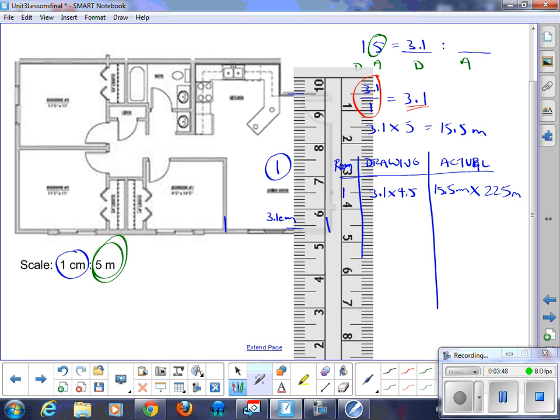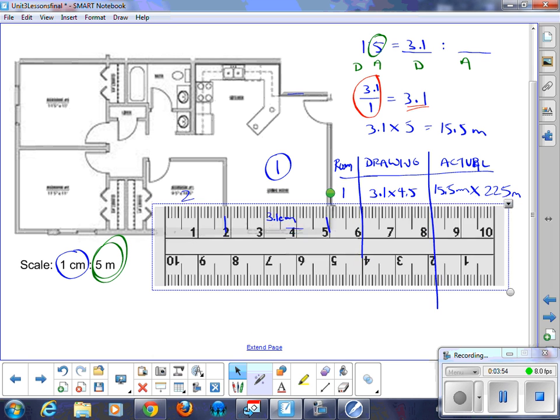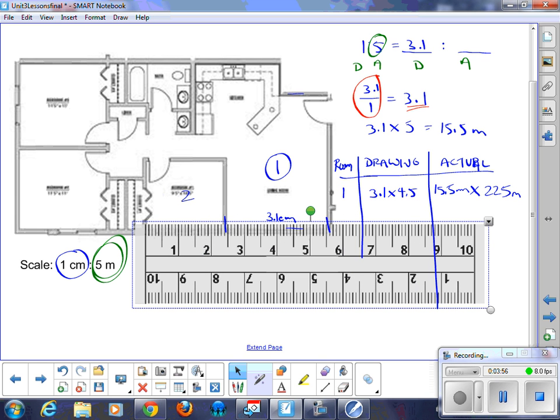So number 2, room 2. I'll do one more just to show you the general pattern involved. So again, I get this room to be about 2.